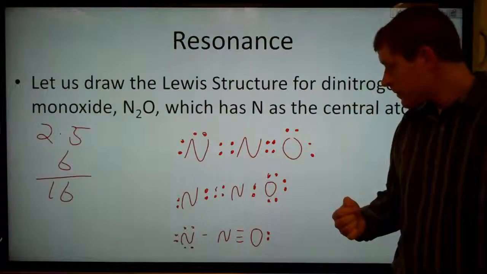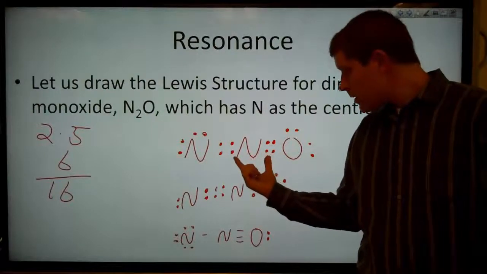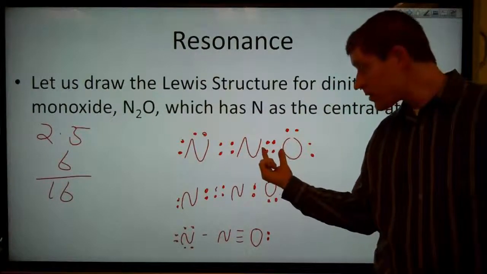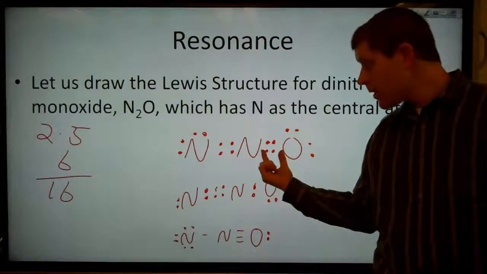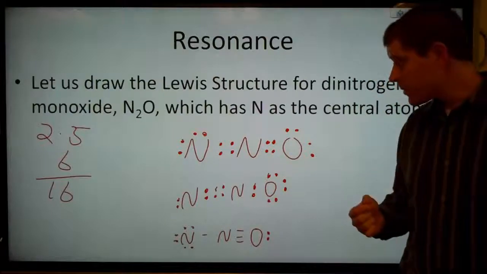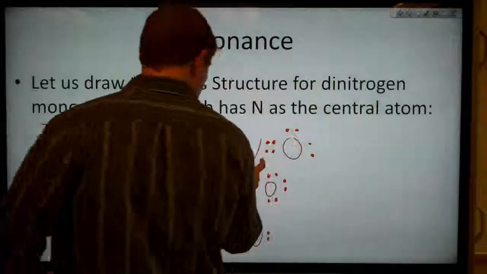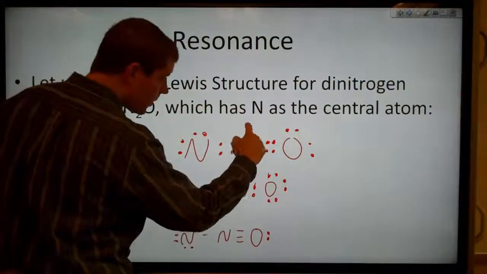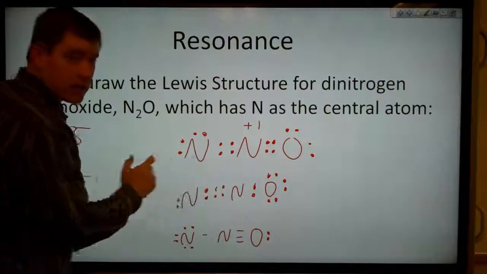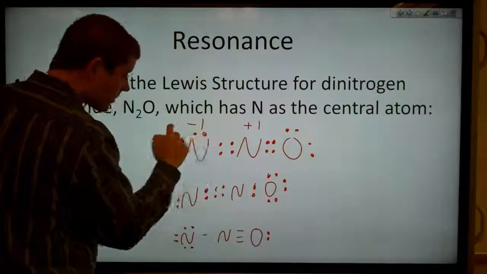Well, now it only has 4, because each of these pairs of electrons in between are being shared. So we take one of the electrons and assign it to each of the atoms. But that means that this nitrogen now has a +1 charge. And this nitrogen now has 6 electrons, where it started with 5. So it now has a -1 charge.